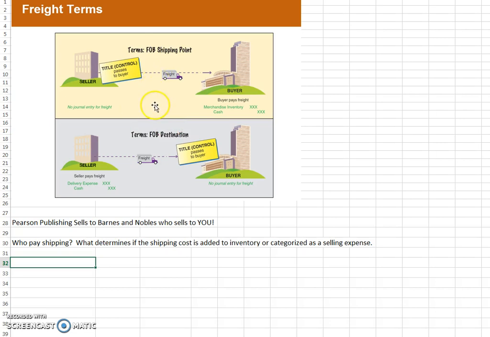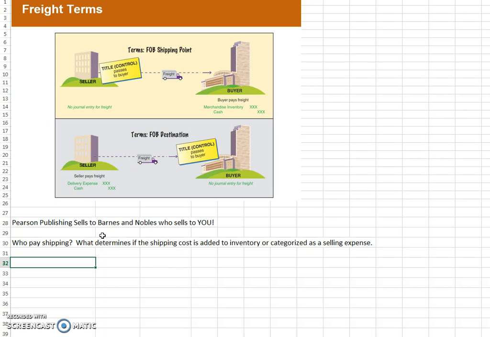FOB Shipping Point means that the items, and we're going to be talking about selling books, change hands at the point of shipment. We're going to talk about three different parties here, two companies and one person. We've got Pearson Publishing selling to Barnes & Noble and then selling to you. If we are Barnes & Noble and we purchase our books from Pearson Publishing, then we are buying inventory.